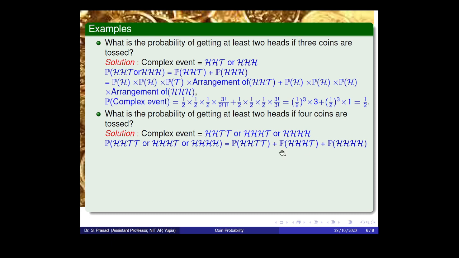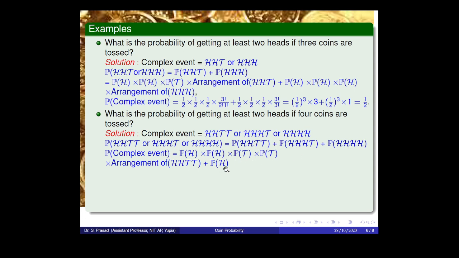Since the "or" is given, first we need to write the probability of HHTT plus probability of HHHT plus probability of HHHH, and after that we use the concept of complex events. Then we write the probability of HHTT here. So we write probability of H into probability of H into probability of T into probability of T into arrangement of HHTT, and after that we go for the probability of HHHT.